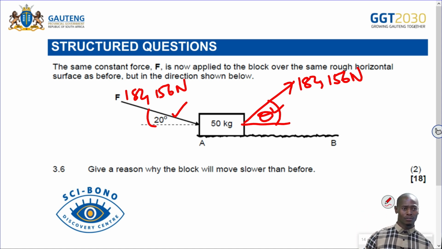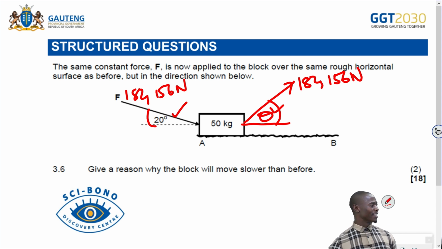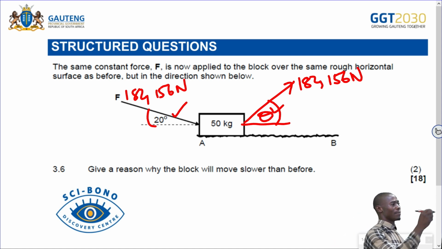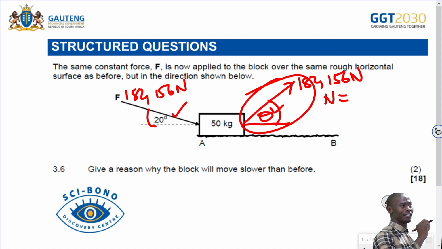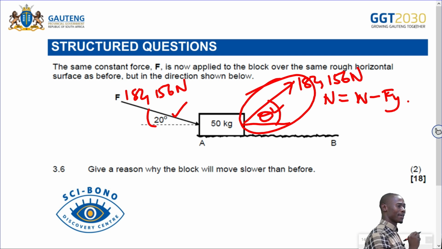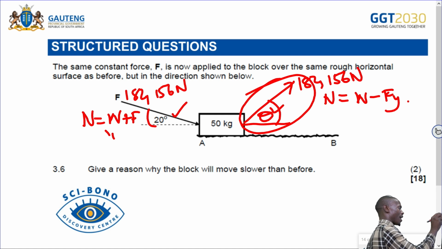So they want us to give a reason why the block will move slower than before, right? The reason why it will move slower than before. Remember, in this case here, let's start with this one. Our normal force, right? It's weight minus what? Fy, okay? But this side, your normal force will be weight plus Fy. I hope you understand why, right? Remember, when you resolve this force into its components, this side, where it is pushed at an angle, you have your Fy acting what? Downwards.